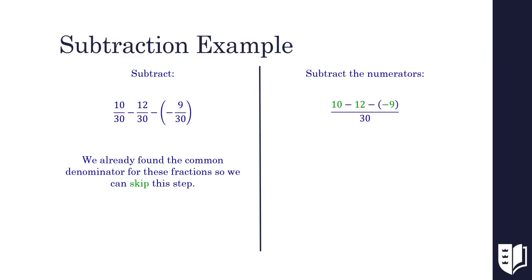30. Notice that we have a negative 9 in this problem. To subtract the negative 9, we must add a positive 9. This gives us 10 minus 12 plus 9, which results in 7. So the answer is 7 over 30.